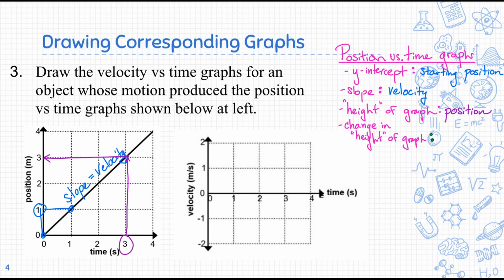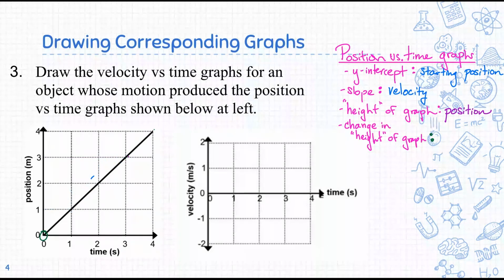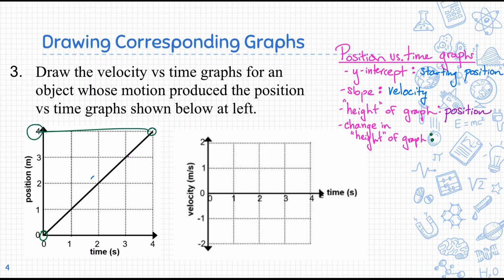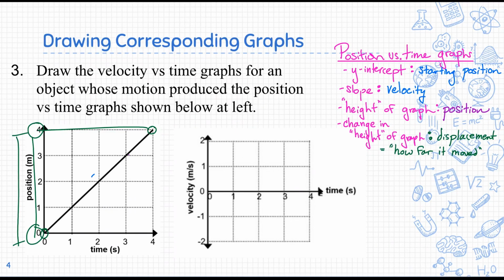And lastly, if we're looking at the change in height of the graph, that would be like, okay, at the beginning, it's at a height of 0 right here, and at the end, it's at a height of 4. This change in height is my displacement. So displacement is how far it moved, just looking at where it started compared to where it ended.